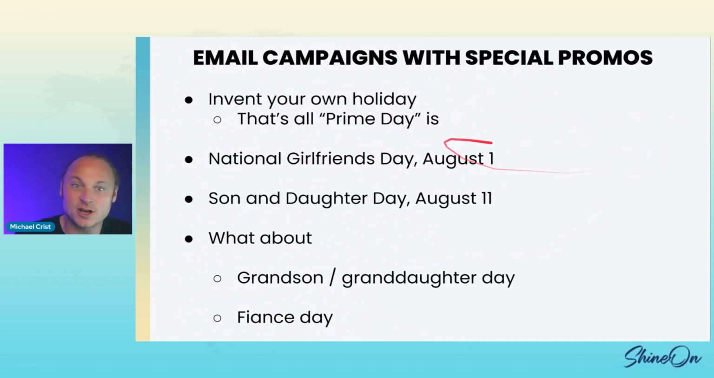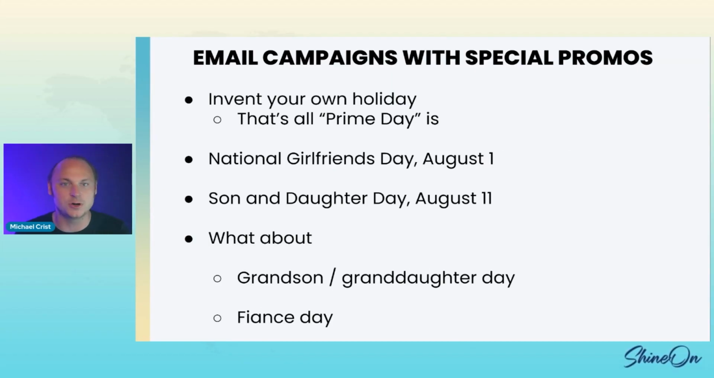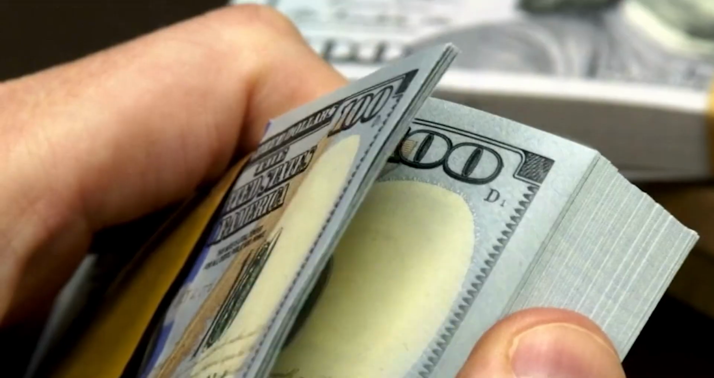National Girlfriend's Day is August 1st, so you can start thinking about that. Warm up your list to it. Let them know National Girlfriend's Day is coming. Get some products in your store, pump it out in the list, have some discounts. You can drive some sales there. Son and Daughter Day is August 11th. Maybe you create a Son Day and then you create a Daughter Day. That would make sense. That way you have 2 different buying occasions, things like that. As far as I know, there's no grandson day, there's no granddaughter day. You can make those up. There's no fiance day, right? So you can plug these all throughout the summer months and make some cash.